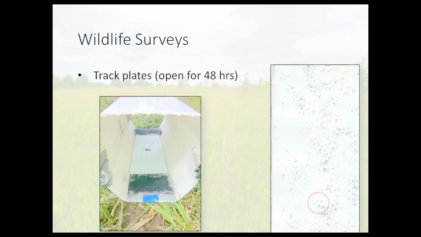This is a depiction of the track tube. It's about 5 inches high, about 4 inches wide, and about 12 inches long, with some bait in the center, and the critters would walk across the ink pad to get to the seed, the sunflower seed in the middle.